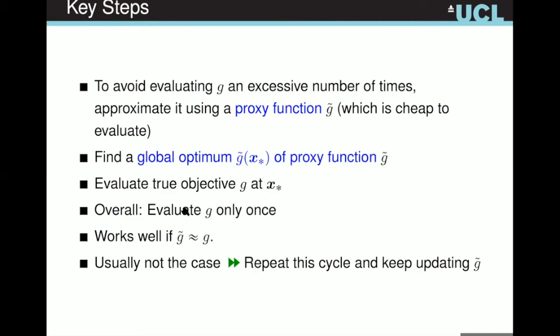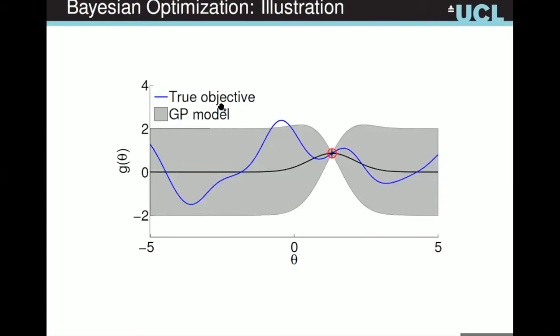And then normally we would need to repeat this cycle, because without any data or with very little data, g tilde will not be similar to g. And so once we have now evaluated g, then we update the model, the proxy model g tilde, and then over time it becomes better. And maybe I'll give you a picture illustration of how this works.